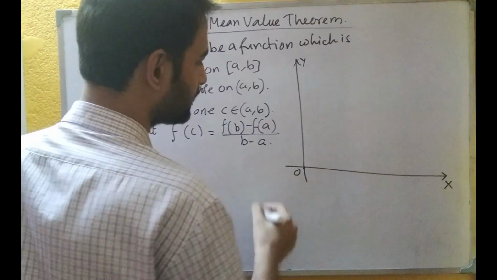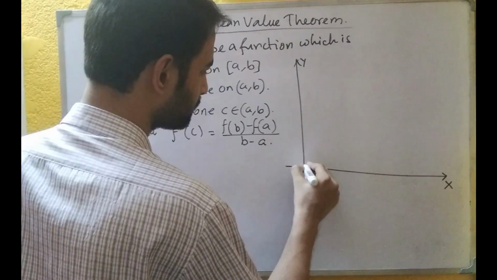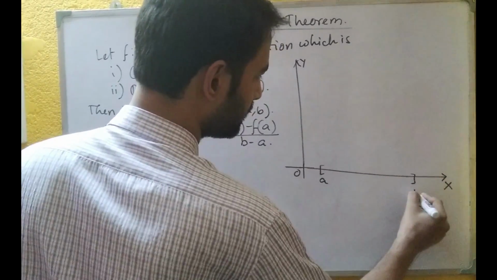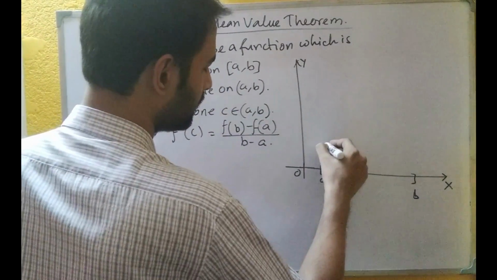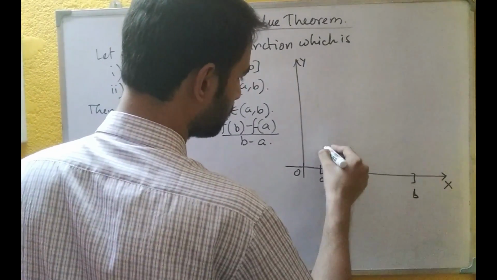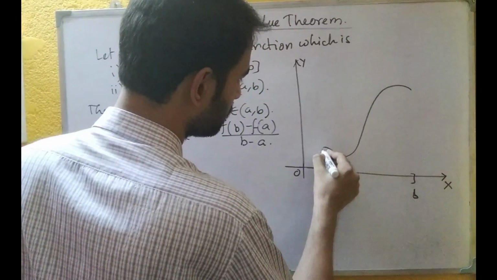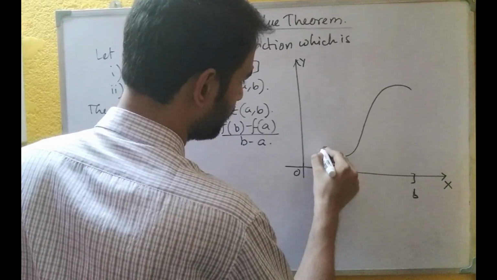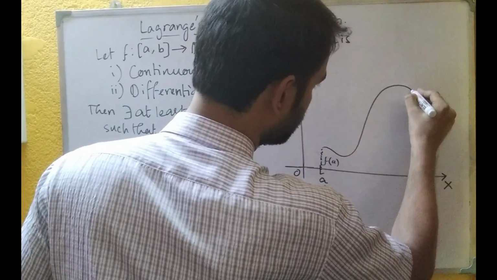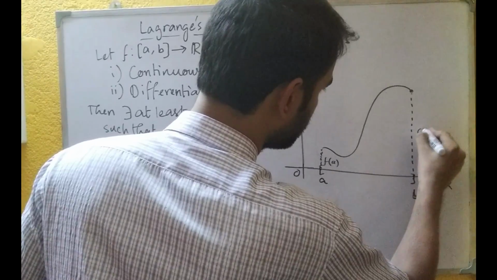Suppose these are the axes, these are the coordinate axes, and we take the interval AB like this here on the x-axis. So see, since the curve is continuous and differentiable, we can take the function like this. So say at the point A, the height is f(a), and at the point B, the height is f(b).